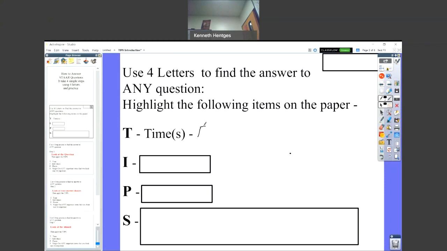Times are dates. December 7th. September 11th. Those are easy. There's some other terms. Eras. An era is a group of time. We had the Progressive Era. We have the Civil Rights Era.